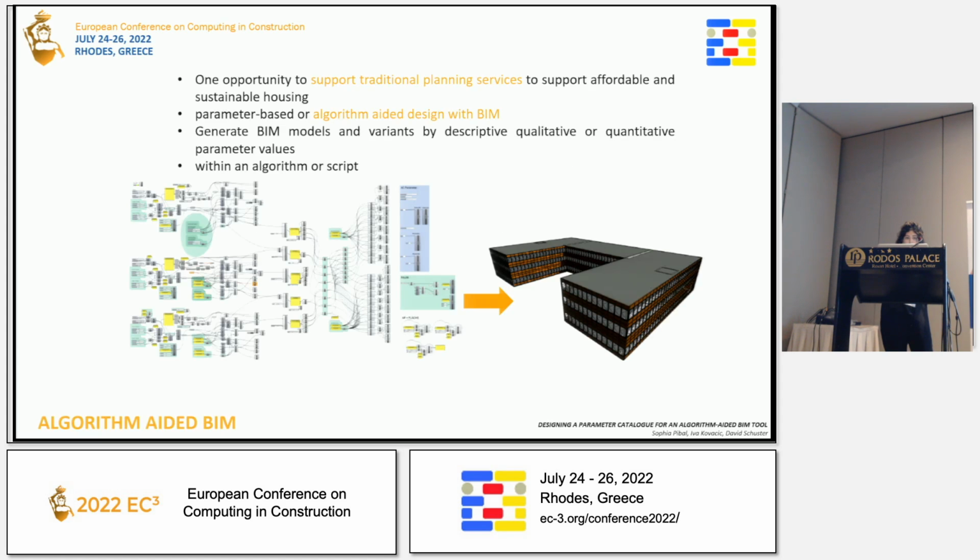So one opportunity to support traditional planning services to support affordable and sustainable housing is parameter-based or algorithm-aided design combined with building information modeling. So to generate building information models and variants by descriptive, qualitative, and quantitative parameters and values within an algorithm or a script, and this either by textual programming or visual programming, as you can see right here. So there's an example of a visual code in Rhino Grasshopper, which was connected to Archicad, which then generated the building information model.